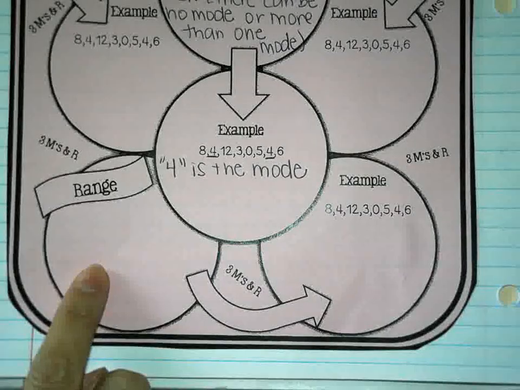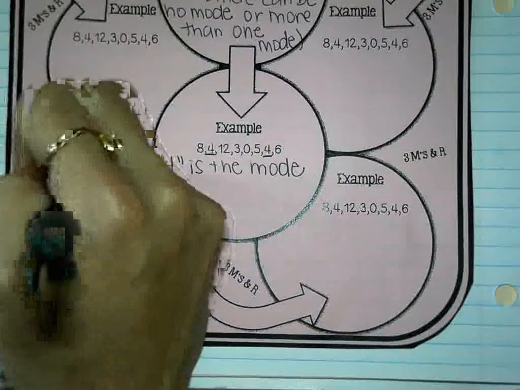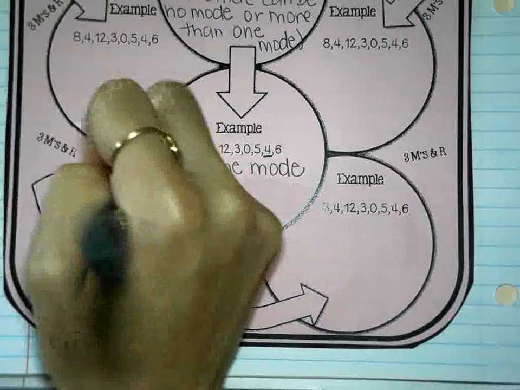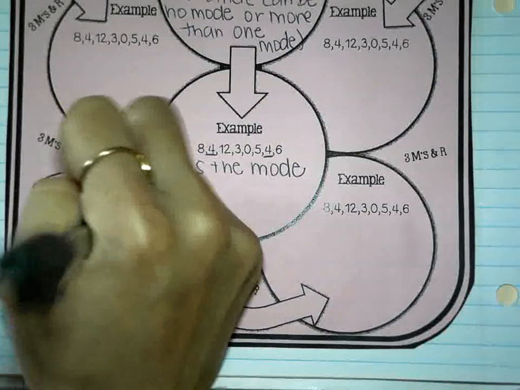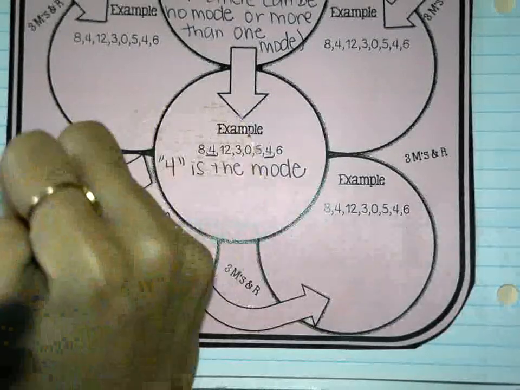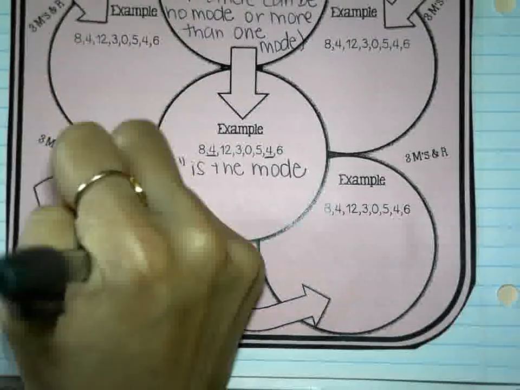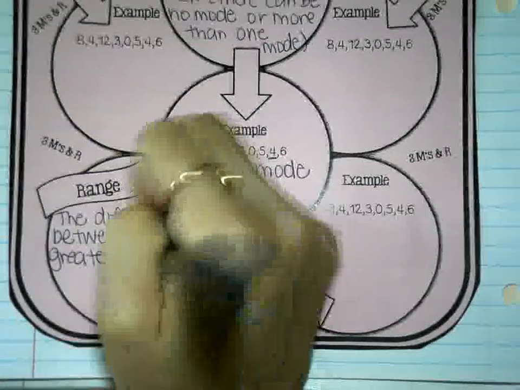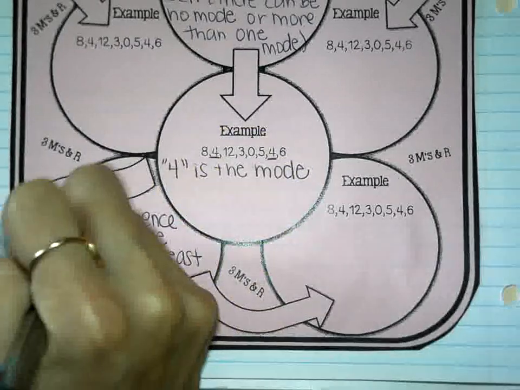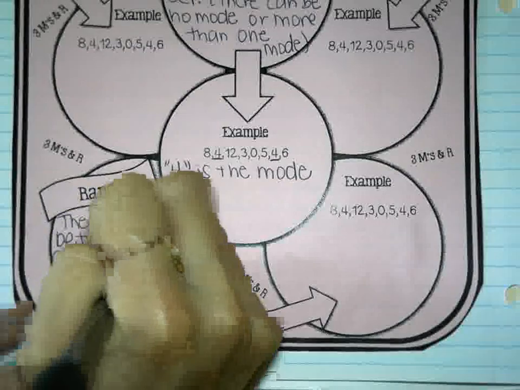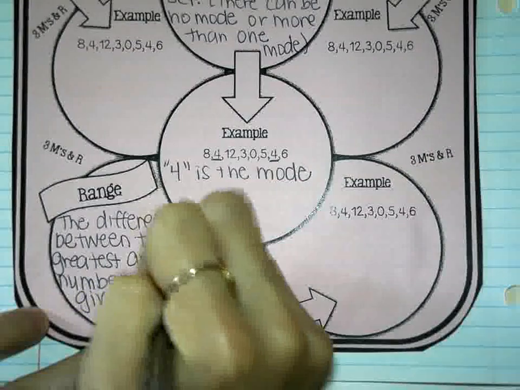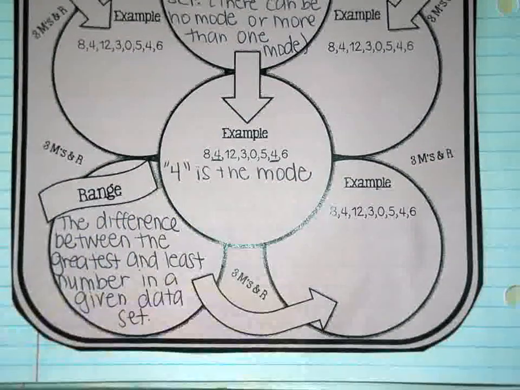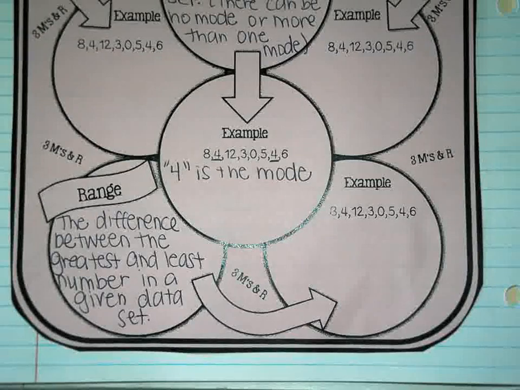The next easiest to find is the range. The range is the difference between the greatest and the least number in a given data set. So it is the difference between the greatest and the least number in a given data set.